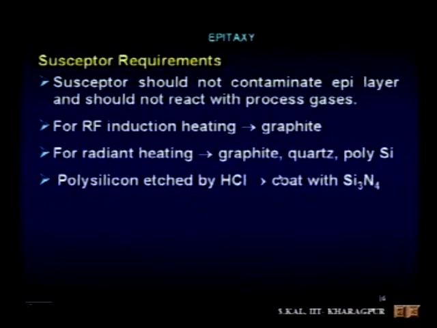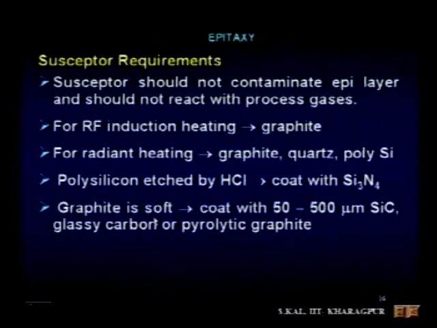Polysilicon is etched by HCl. If you use polysilicon as a susceptor material, the problem is that in many of the VPE reactions HCl gas is produced, and that HCl gas will react with the susceptor material and the polysilicon will be etched. So the polysilicon is coated with a thin film of silicon nitride, in order to prevent etching of the silicon susceptor by HCl gas. One good choice of susceptor material is graphite, coated with a thin layer of dielectric, which will also prevent contamination from the graphite into the gas.